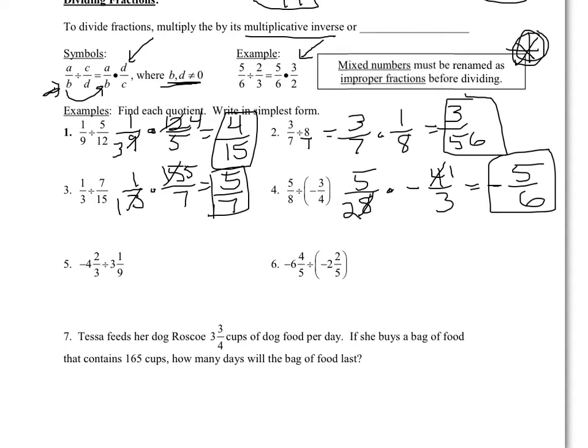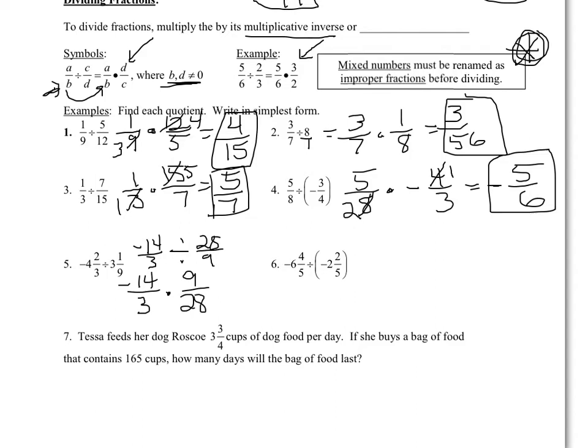Okay, so negative 4 2/3 would be a negative 14/3, divided by 3 1/9 would be 28/9. So there's our improper fractions. So then now let's change it to a multiplication problem. We got negative 14/3 times, and we take the reciprocal, we're going to have 9/28.